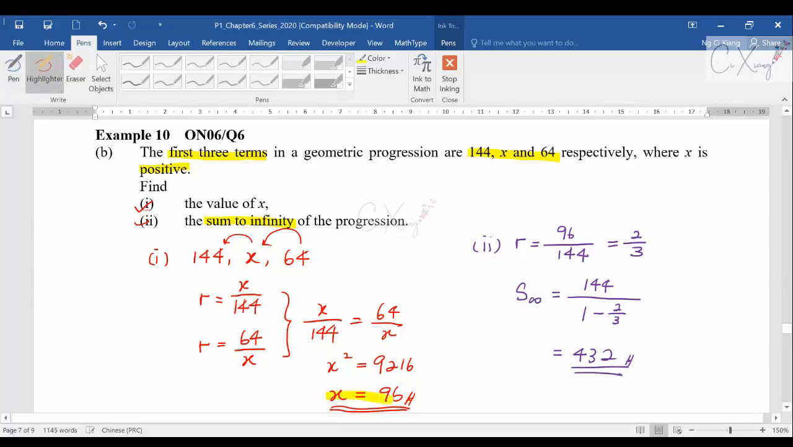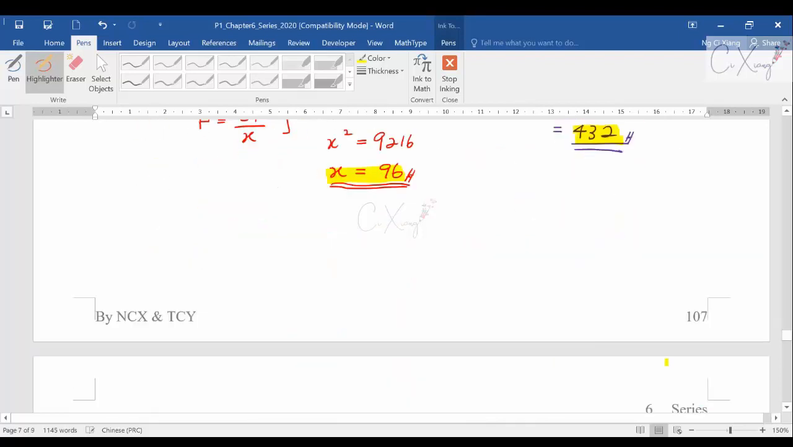Okay, so this is how we apply all the basic concepts of geometric progression to answer the question. We can proceed to the next example if you have no problem with this.